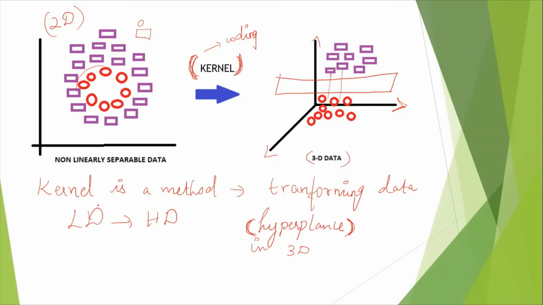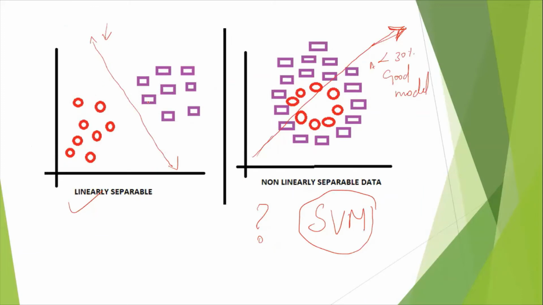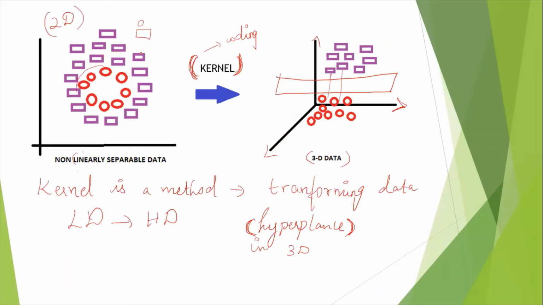So in two-dimensional data, if the data is linearly separable, we just draw a decision boundary, like we did before here. If the data is like this, we just draw a decision boundary. And if the data is like this, clumsy, we have to convert it from lower dimension to higher dimension using kernel, and we can draw a hyperplane.